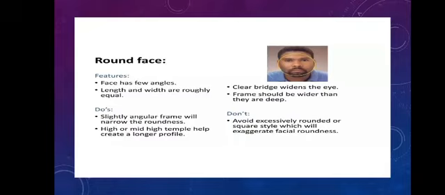The next one is round face. Features are, these faces have fewer angles. Lengths and widths are roughly equal. What we do is, slightly angular frames will narrow the roundness. High or mid-high temples help to create a longer profile. A clear bridge widens the eye. The frame should be wider than they are deep. What we don't want to do is use excessively rounded or square styles, which will exaggerate the facial roundness.